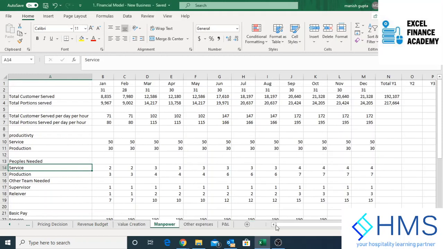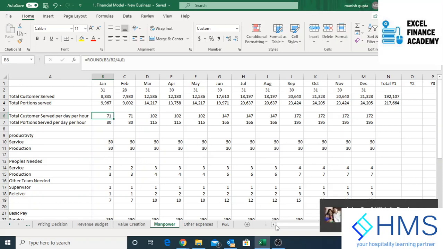Manning usually requires a formulated way of productivity. So we said, okay, if my total customer service is this and total portions is this, how many total customers am I serving per hour, and how many total portions am I making per hour, assuming that the peak hours of the restaurant will be 4 hours, 2 hours in the morning probably, and 2 hours in the evening.